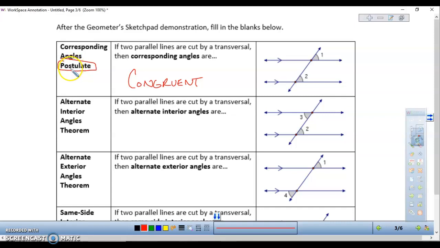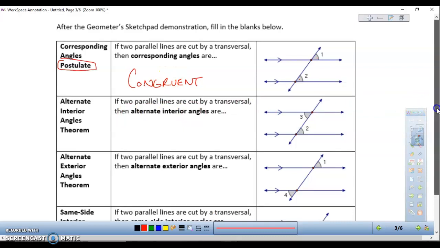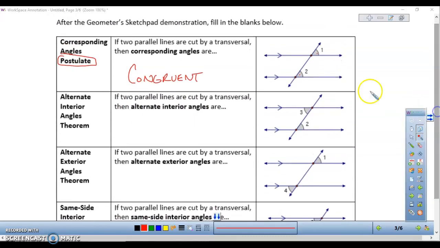Now remember, a postulate is an agreed upon idea. We can all agree, based hopefully on that sketch, you see how obvious it is, that if you have two parallel lines cut by a transversal, their corresponding angles always have to be congruent to each other. Now we can use this postulate to build and come up with these other ideas that are theorems that we could prove based on that postulate.